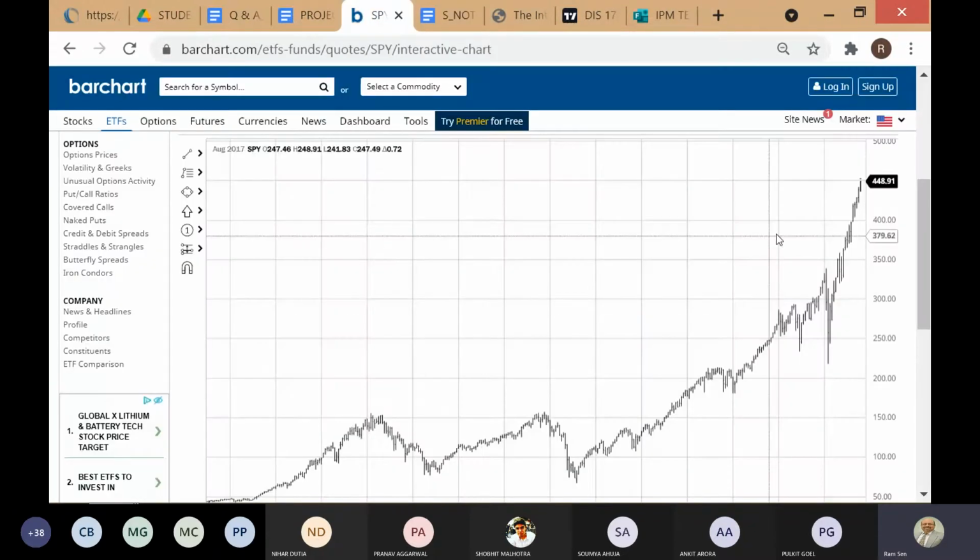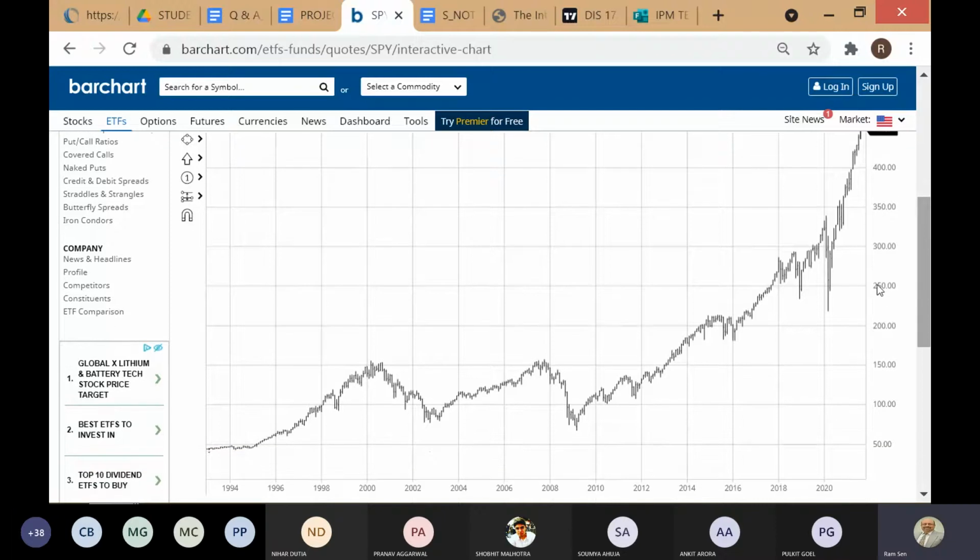And how do I make money as a stockbroker? I make money by charging you commissions, trading commissions. So I want you to trade actively, and I don't really care whether you make money or lose money, because either way I get my commission. All right. So basically, I want you to be active in the market, so that I can earn my commissions.